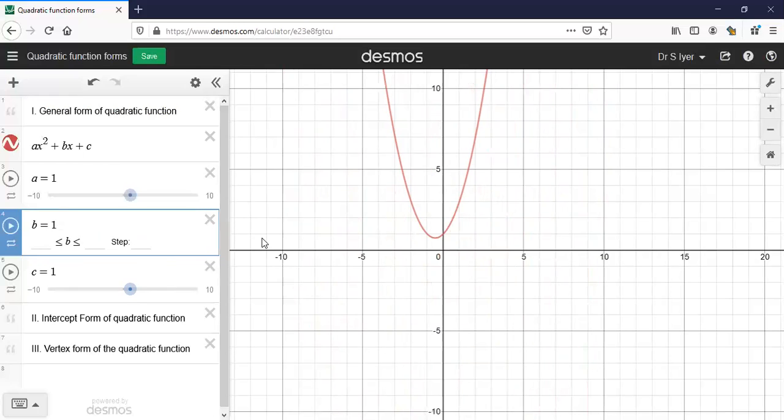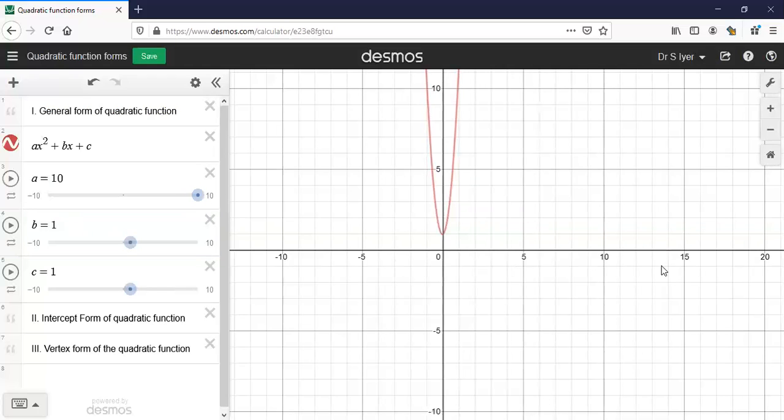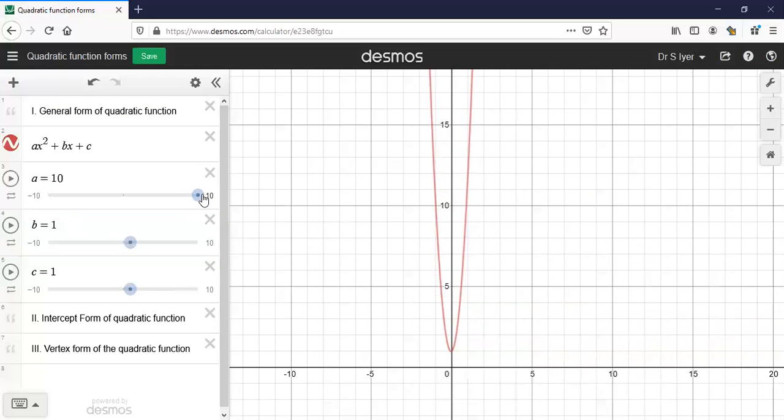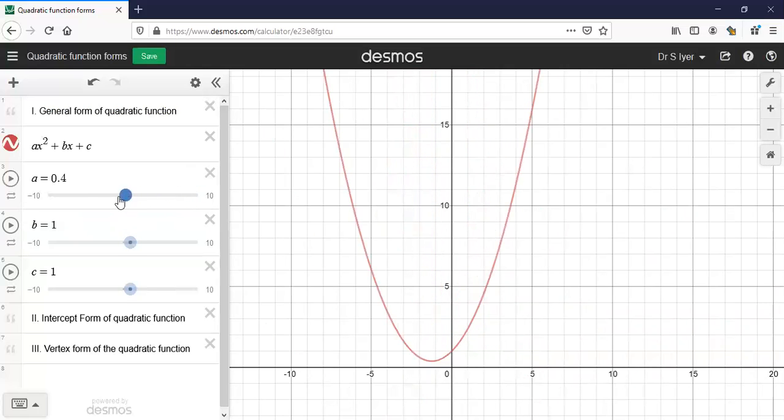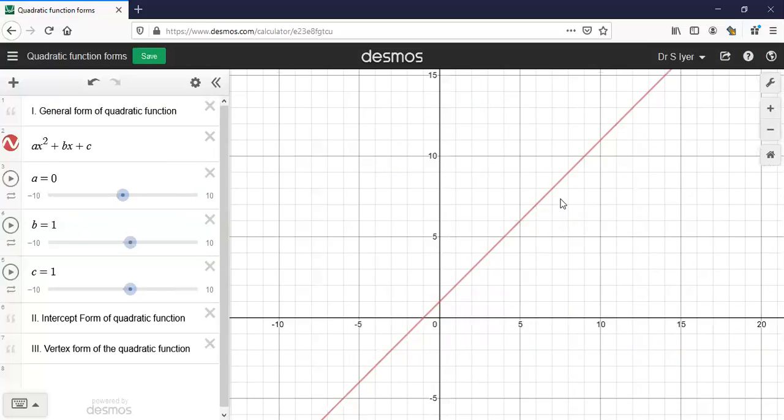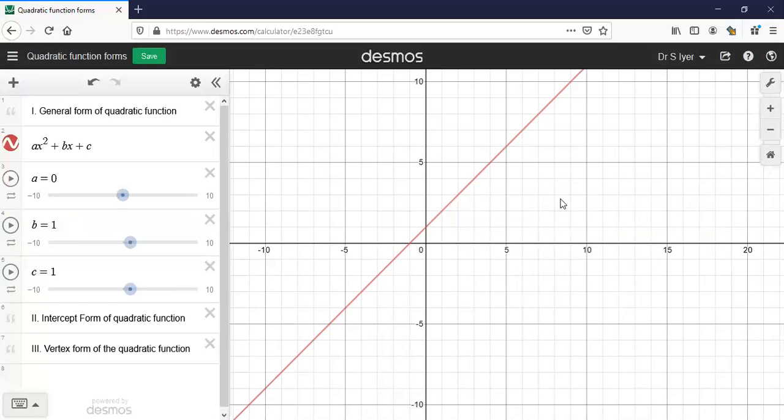Let's now look at the effect of a. Now, as I increase the value of a, you'll notice that the parabola is becoming narrower and narrower, right? You see that? And as I reduce it, it becomes broader and more open, wider, wider, wider. And at one point, when I make it 0, you'll see that it's no longer a parabola. Well, in fact, it is a straight line.